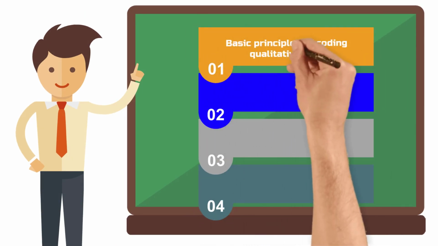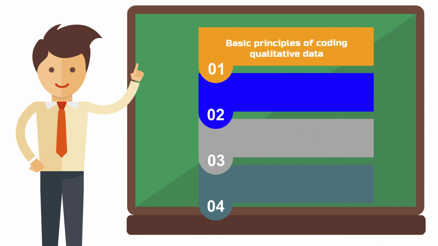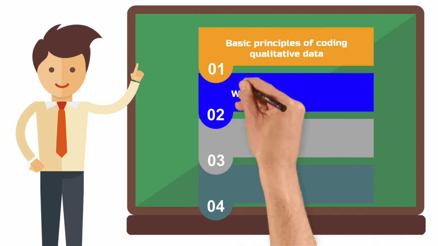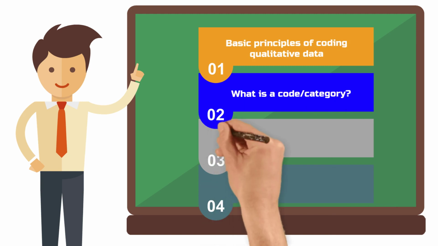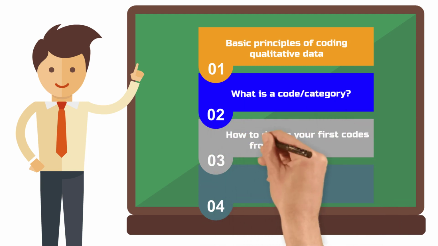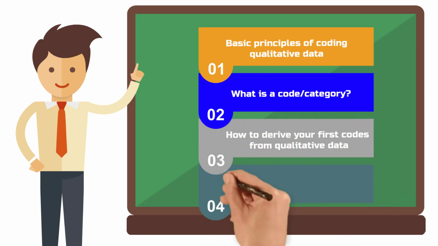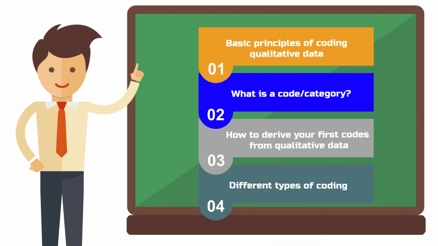I will show you the basic principles of coding qualitative data, what a code or category is, how to derive your first codes from qualitative data, and the different types of coding that exist. After watching this video, you will be well prepared for your own qualitative research project. You can directly dive into qualitative content analysis, grounded theory, or any other qualitative method.